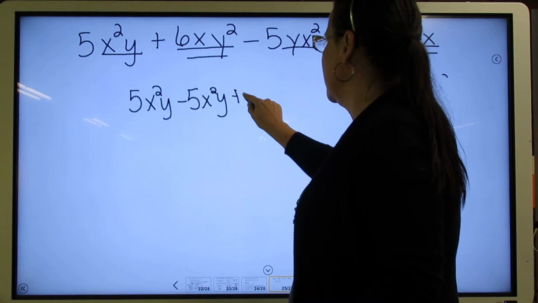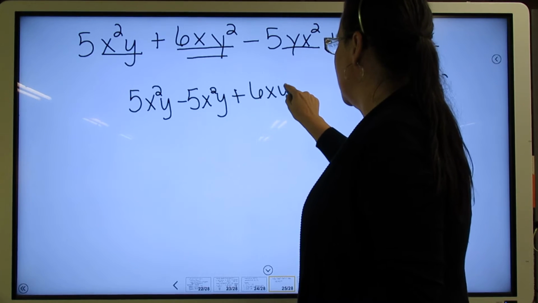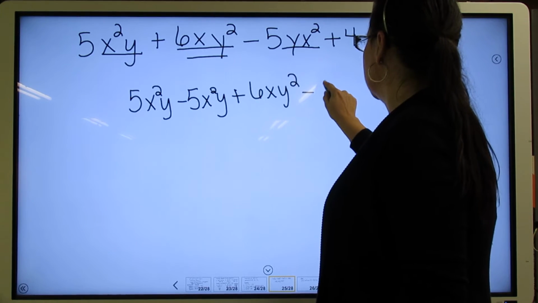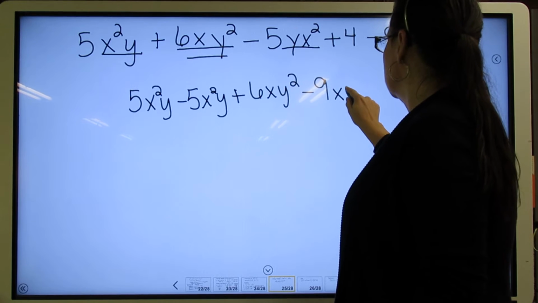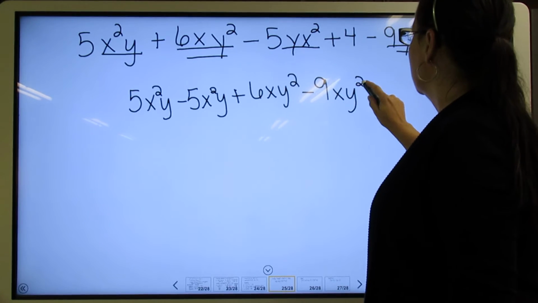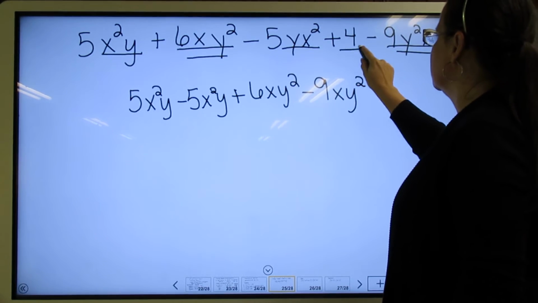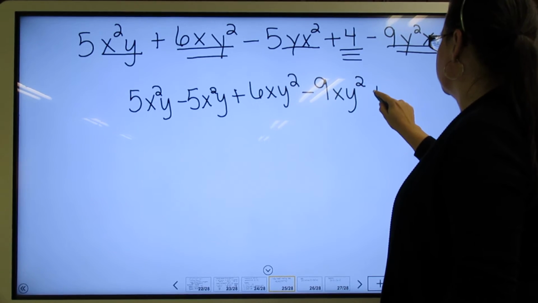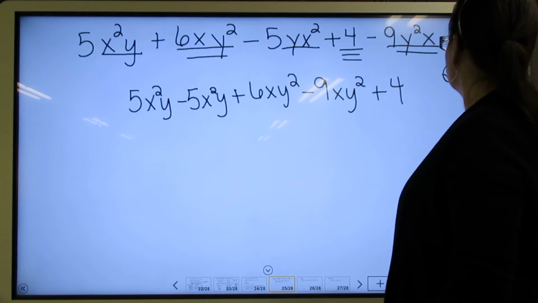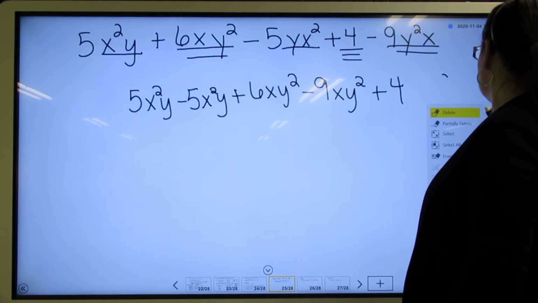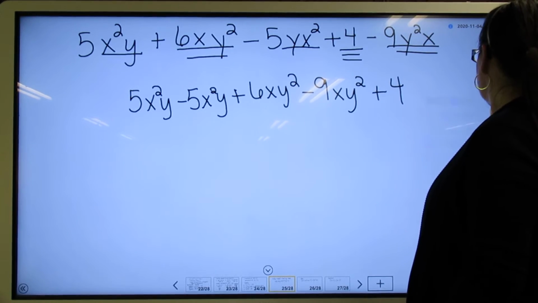So then I'm going to write that 6xy squared minus 9xy squared, and then I have a plus 4, right? And let me just erase that little mark because it bothers me.